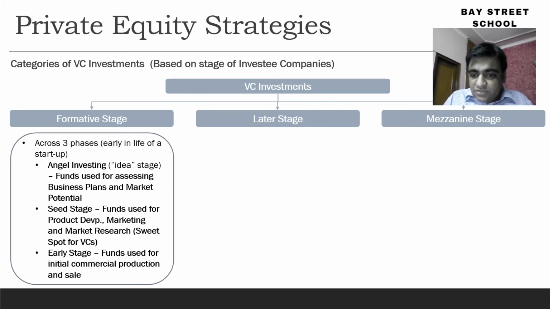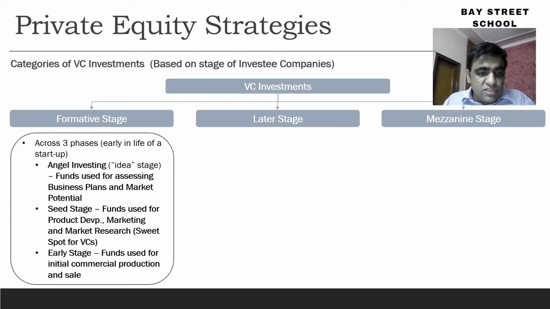Then there is the seed stage within the formative stage. At the seed stage, the funds are used for product development. Now that you have evaluated that the business plan is going to do well, there is a market for it, there are customers for it, what would you do? You would develop that product. You would do some marketing. You would do market research. So all that is done at the seed stage. So angel, seed, and then early stage. This is all in the formative stage. This is important to know because some questions may come on this topic.